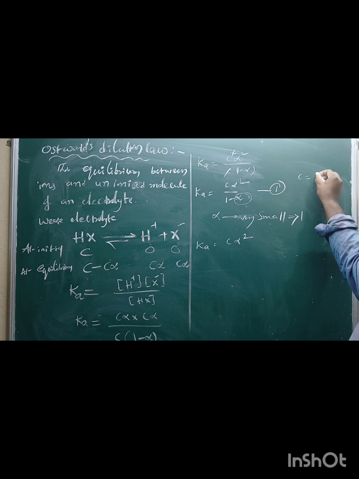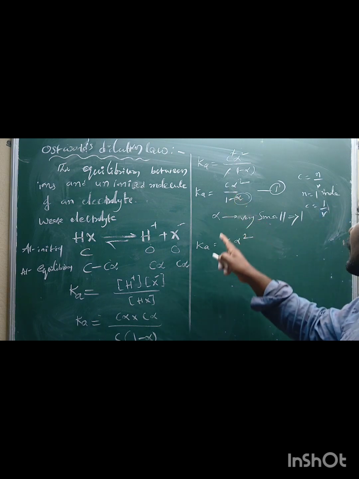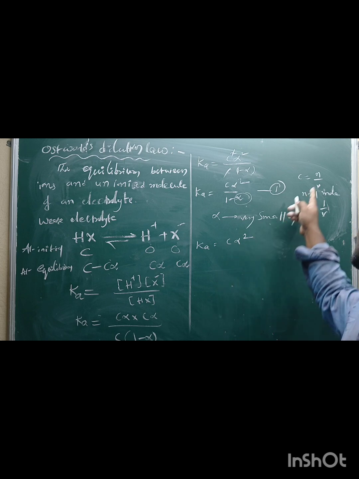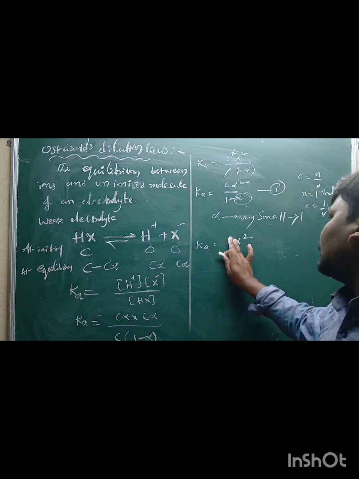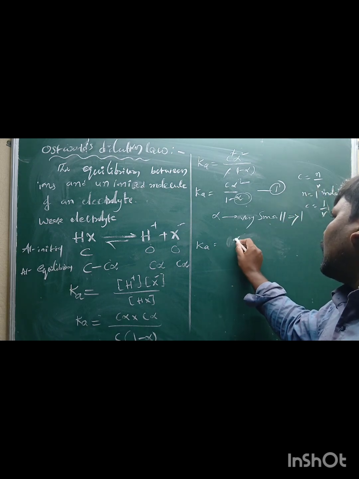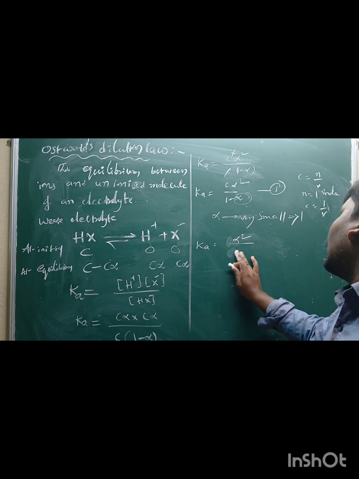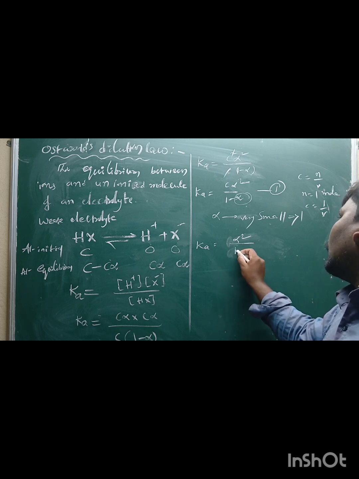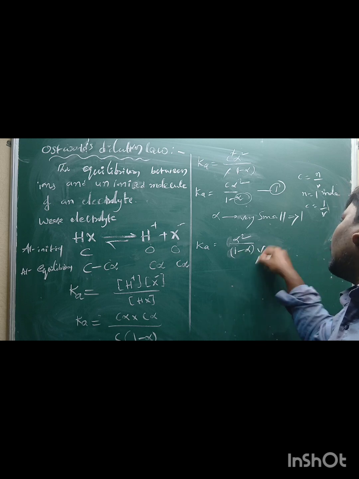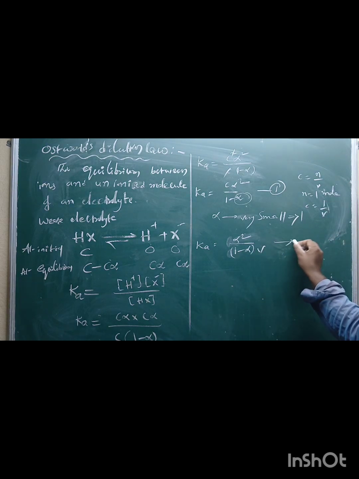In case C is equal to, what is the formula? N by V is the formula, where N is equal to 1 mole, so C is equal to 1 by V. Instead of C, we should write 1 by V. What happened? Ka is equal to alpha square by 1 minus alpha into V. It is also one of the equations.